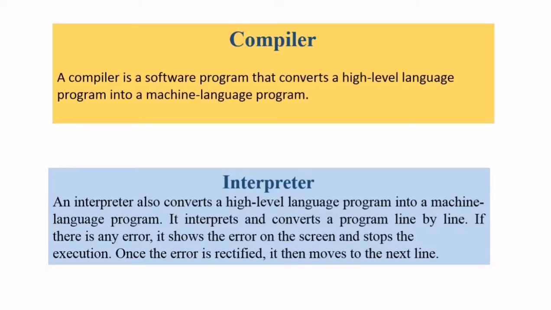Interpreter also converts a high level language program into a machine language program. It interprets and converts, but it converts line by line. If there is any error, it shows the error on the screen and stops the execution. Once the error is rectified, it then moves to the next line. So it will rectify the errors line by line. Programs that use an interpreter are slower than those that use compilers.